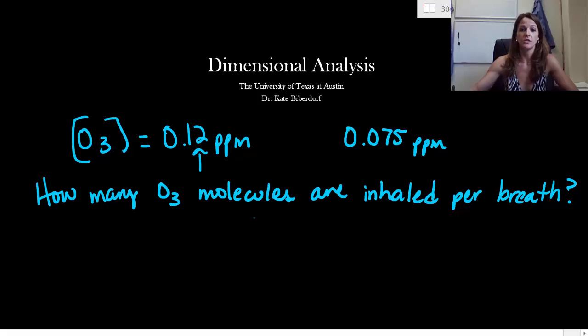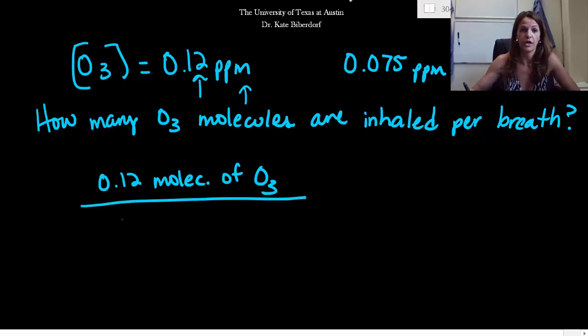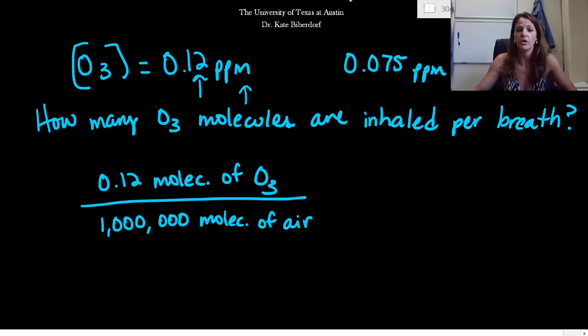So the first thing we need to do is translate this ppm into something that is a little bit more meaningful for us. What we know is that 0.12 parts per million, or molecules of ozone, exist in every million molecules of air. So this relationship, or the equivalent of 0.12 molecules per every 1 million of air, is going to be very important in just a second.